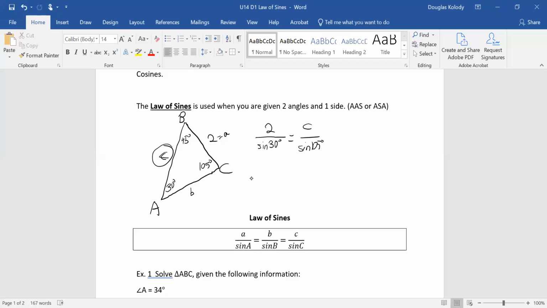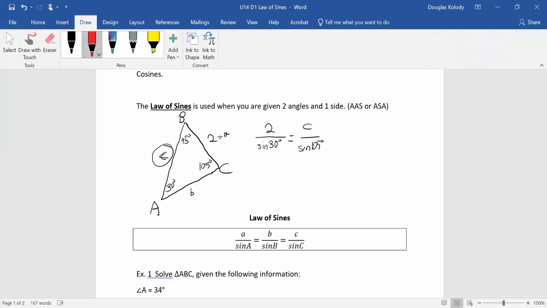Suppose I wanted to find side b. Let me use a different color pen there. I could use the same exact existing ratio. As long as I have no variables for one fraction, I could use it to find any other variable, so side b over the sine of the opposite angle, which is 45 degrees. I'm not going to solve them right now. I just wanted to show you the setup to show you how the law of sines works, or the law of proportions. Wow. So the law of sines in general says that side a divided by the sine of angle A equals side b over the sine of angle B equals side c over the sine of angle C.